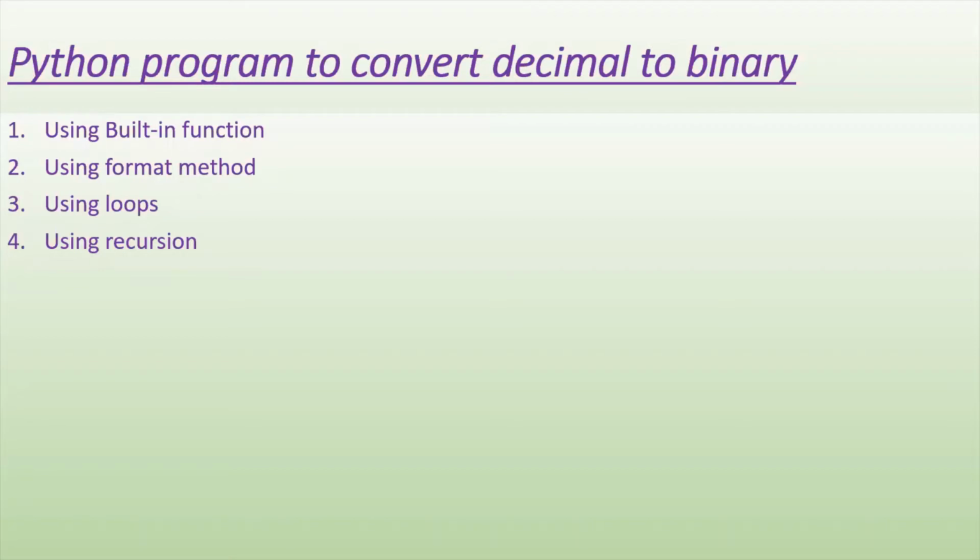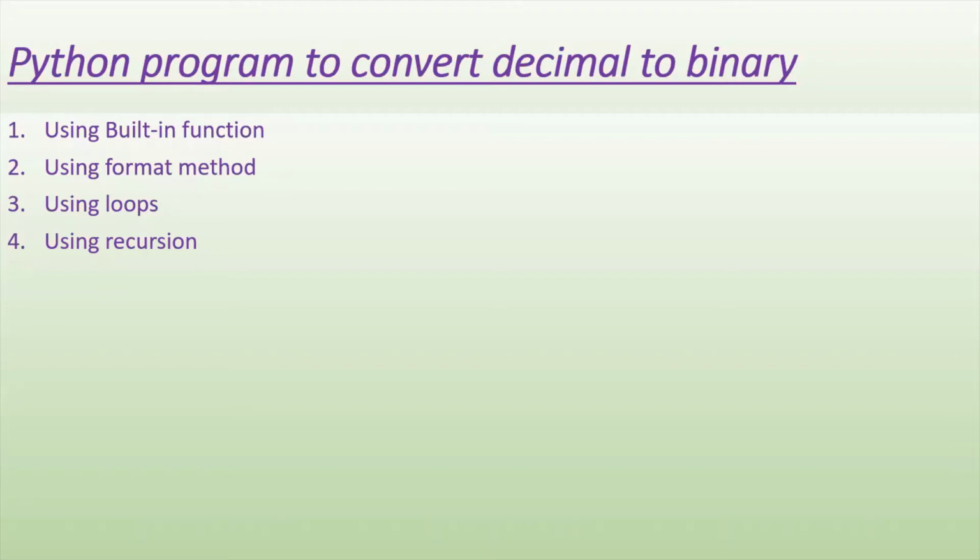So in this video, I'm going to show you different Python programs to convert decimal number to binary number. I'll first start with the built-in function. In Python, we have the bin function, which can be used to convert a decimal number to binary number.